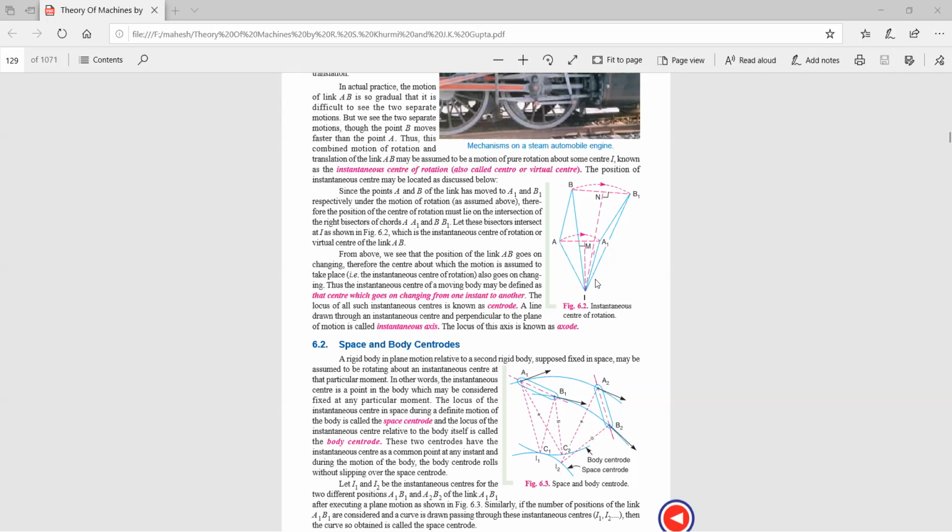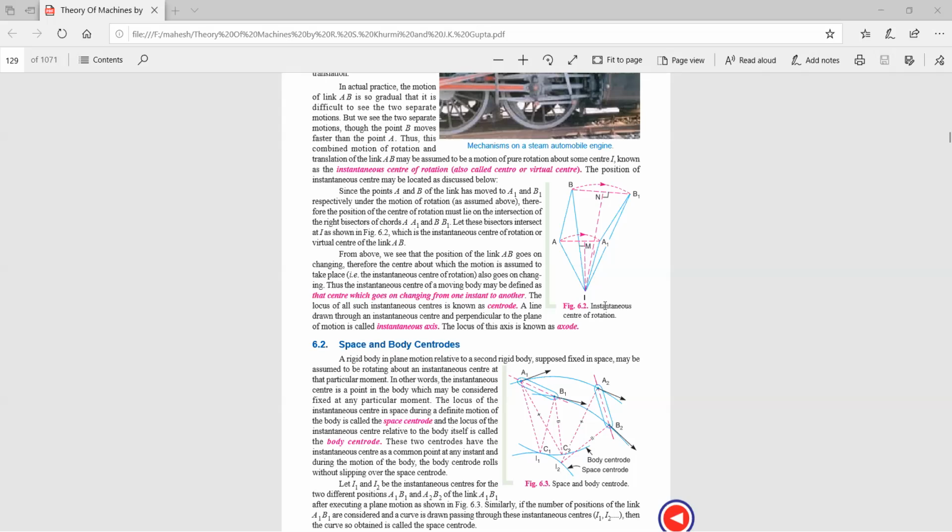Now you can see here, if the same thing, A and B, the next point I take A2 and B2, then again I will get another center I. Similarly, if I go on doing like this, I'll name it I1, then again I2. If I go on doing like this, I'll get one curve, and that curve will be passing through the points I1, I2, I3 like this.